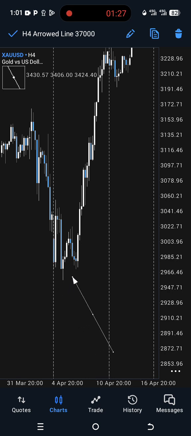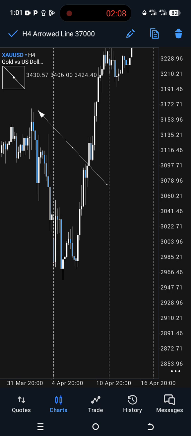Now, an intermediate term low is the lowest swing low that has a higher swing low at the right of it and a higher swing low at the left of it. I repeat, an intermediate term low is a low that has a higher swing low at the right of it and a higher swing low at the left of it. This is our intermediate term low.